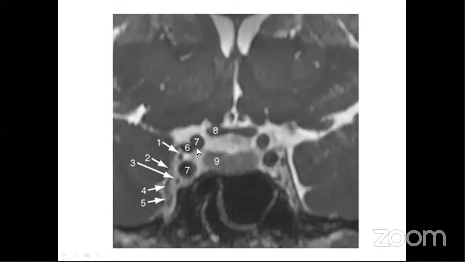So it's showing the turn which it takes inside the cavernous sinus here. And then at number 6, it is showing fornix. No, sorry. It is showing optic nerve. This is optic nerve. And 8 is optic chiasm, and 9 is pituitary gland here. So I think it helped you in gaining the concept of the relations in the lateral wall of the cavernous sinus of all the nerves which are located here, and their relation to each other and to the internal carotid artery itself.